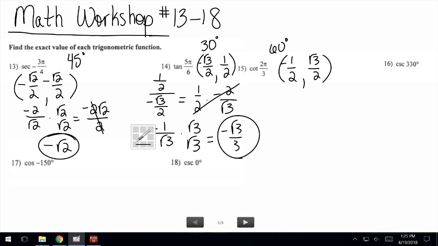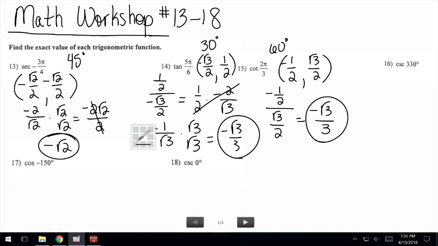Very good. All right, tangent is sine over cosine. So cotangent would be cosine over sine. Let's think smarter and not harder. That is the exact same thing we just did, except the negative is in a different spot. So what's my answer? The exact same thing. Very good. Negative square root of 3 over 3.